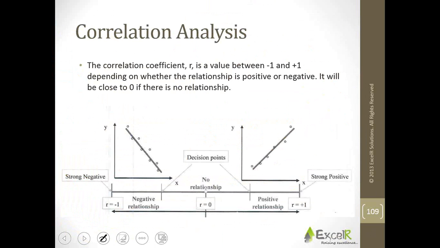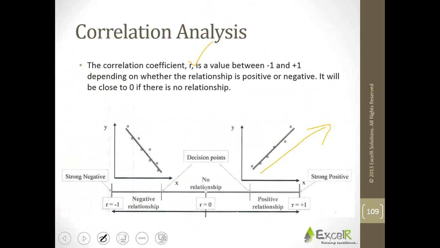The correlation coefficient is represented by small r. It is a value between -1 and +1, depending on whether the relationship is positive or negative. It will be close to 0 if there is no relationship.